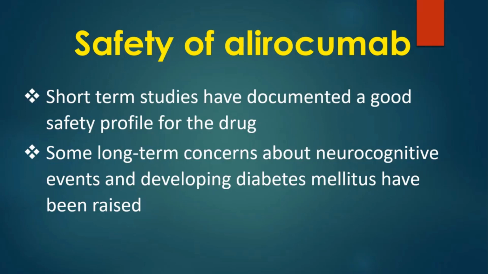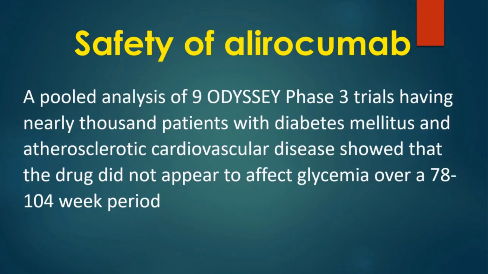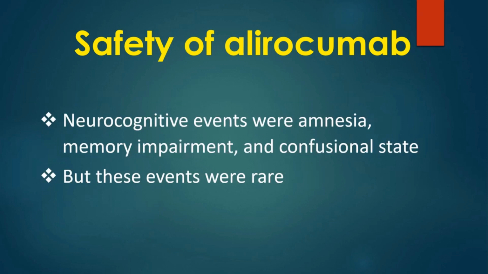Some long-term concerns about neurocognitive events and developing diabetes mellitus have been raised. A pooled analysis of 9 Odyssey phase 3 trials having nearly 1,000 patients with diabetes mellitus and atherosclerotic cardiovascular disease showed that the drug did not appear to affect glycemia over a 78 to 104 week period. Neurocognitive events were amnesia, memory impairment and confusional state, but these events were very rare.